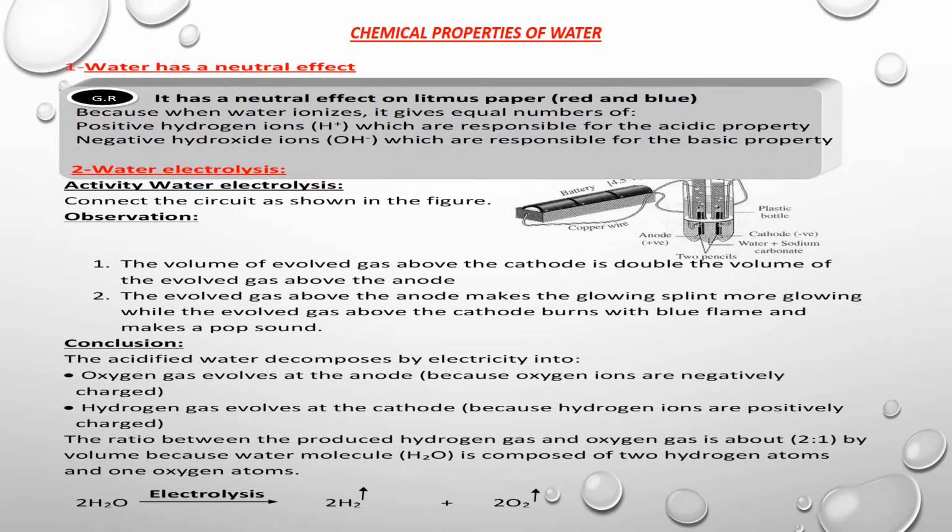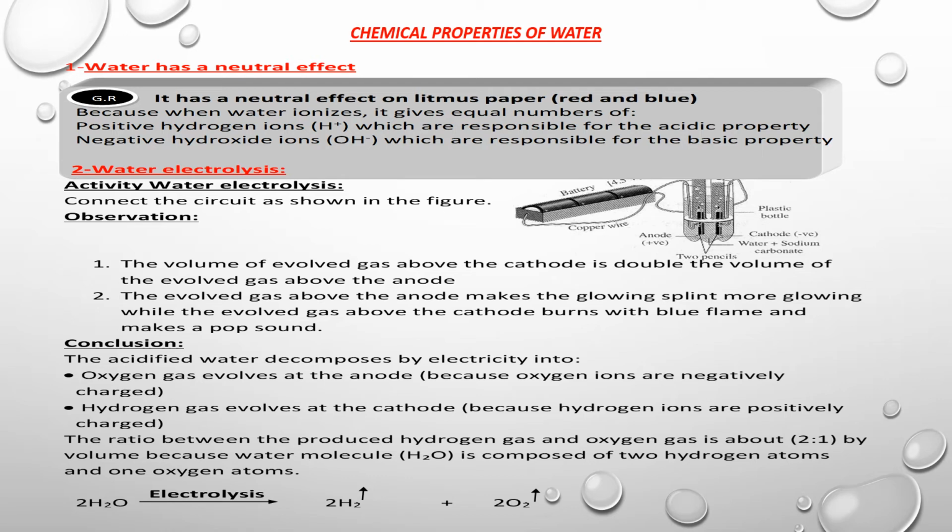Next, chemical properties of water. We have two properties. First, water has neutral effect. Second, water electrolyzes. Number one, water has neutral effect on litmus paper. Why? Because when water ionizes, it gives equal numbers of positive hydrogen ions, which are responsible for the acidic property, and negative hydroxide ions, which are responsible for the basic property. So the hydrogen equals the hydroxide, so it is neutral.